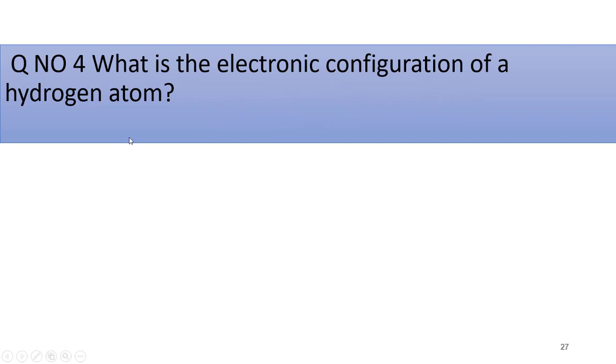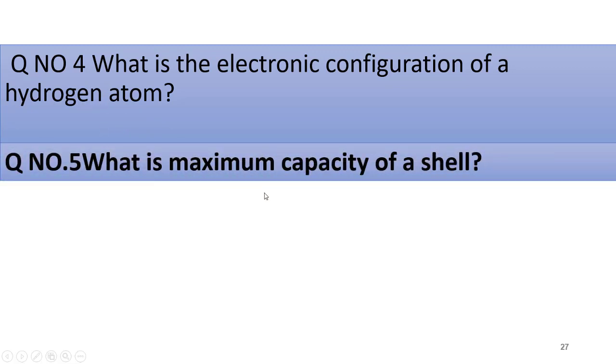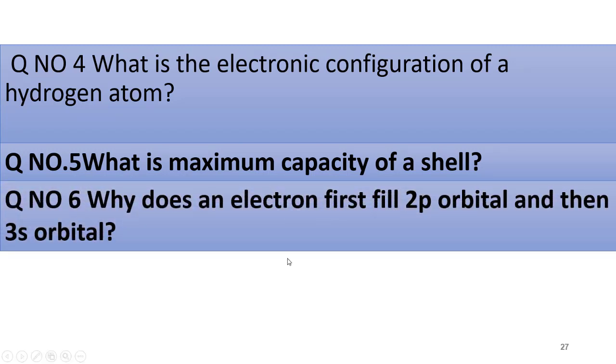The next question is what is the electronic configuration of a hydrogen atom. आपने हाइड्रोजन एटम की इलेक्ट्रॉनिक कॉन्फ़िगरेशन लिखनी है. क्वेश्चन नंबर 5, व्हाट इज मैक्सिमम कैपेसिटी ऑफ अ शेल. एक शेल की मैक्सिमम कैपेसिटी को फाइंड आउट करने का क्या फॉर्मूला है ये आपने बताना. Why does an electron first fill 2p orbital and then 3s orbital. आपने एनर्जी से रिलेटेड लेक्चर में पढ़ा है कि इलेक्ट्रॉन्स की फिलिंग किस तरह से होगी. तो ये बताना है कि 2p ऑर्बिटल की फिलिंग पहले क्यों होगी और फिर 3s ऑर्बिटल की होगी.